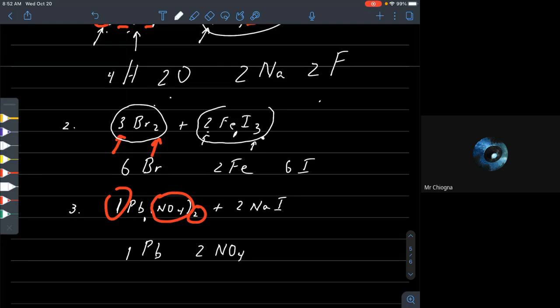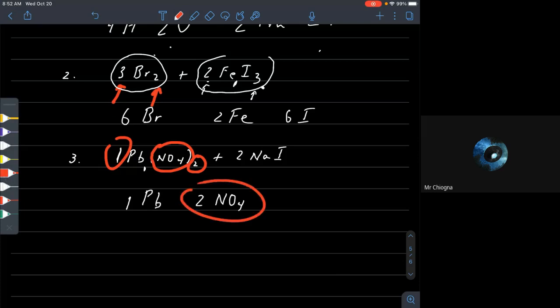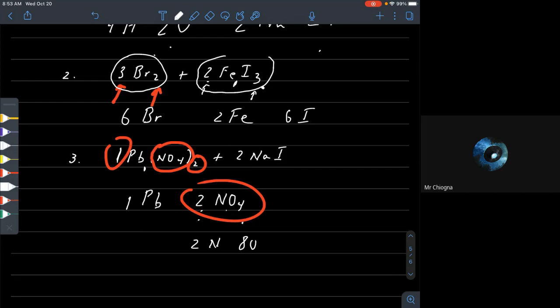Now, if you go back to the question, it says, list the total number of each atom. We have to go further in this. I'm just telling you how many of the nitrate I have. I've got 2 of the nitrate, but each nitrate has 1 nitrogen. So multiply the 2 by the 1, you get 2 nitrogen, and then multiply the 2 by the 4, because it also has 4 oxygen, you get 8. And bring this down. That's your answer for the first compound.